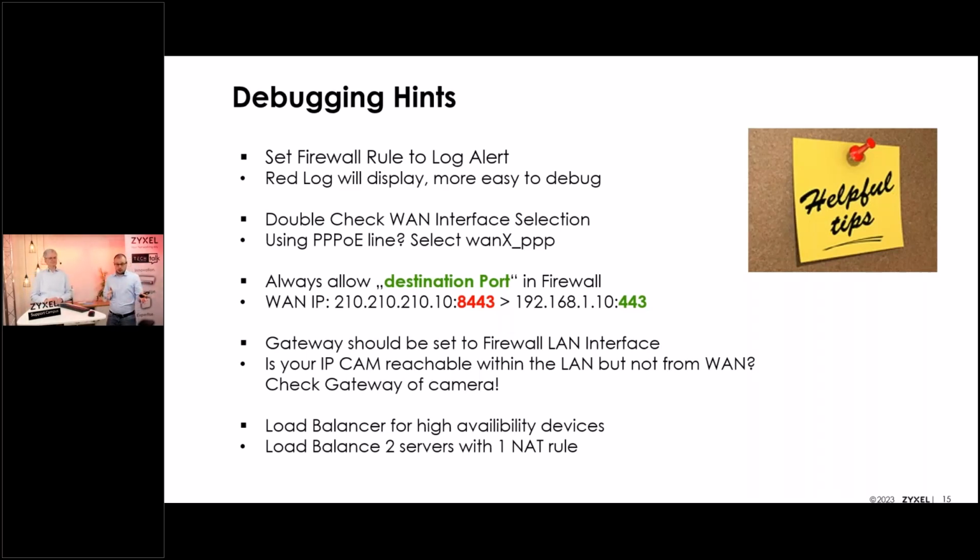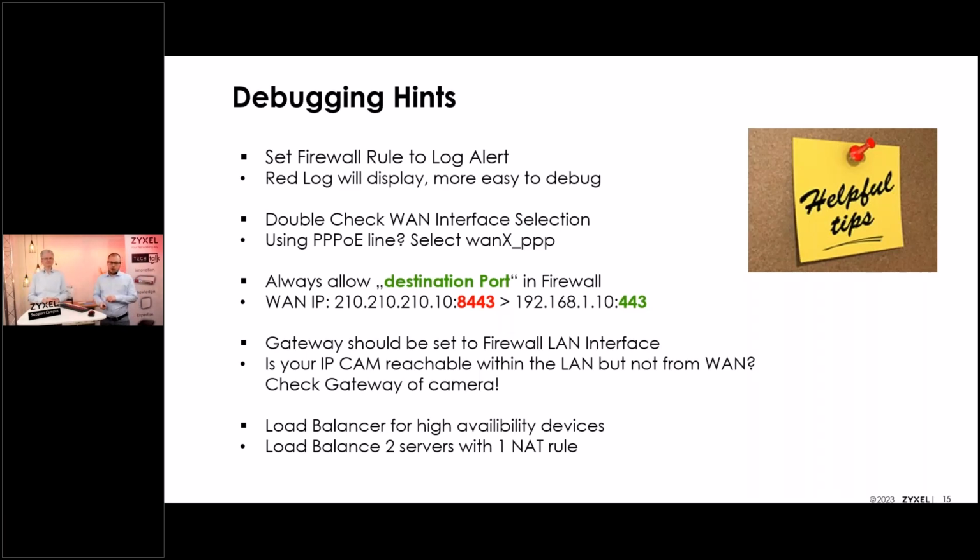And as already mentioned, always allow the destination port in the firewall, because at this point we have passed the NAT. If we looked at the packet that the device is receiving, in the header the destination port is no longer 8443, it is 443, because we are through the NATing process. We're already in the firewall and go from there.